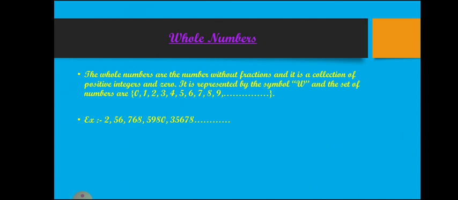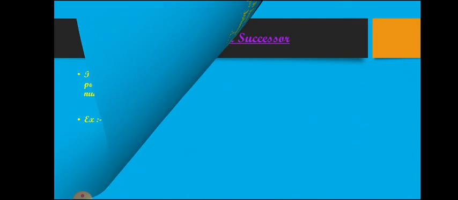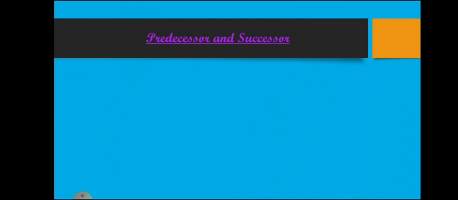Then next is predecessor and successor. So students, tell me what the next number to 5 is. Yes, it will be 6. Yes children. Okay, so next to 6, it will be 7. Correct. Okay, now let's understand this on the number line.